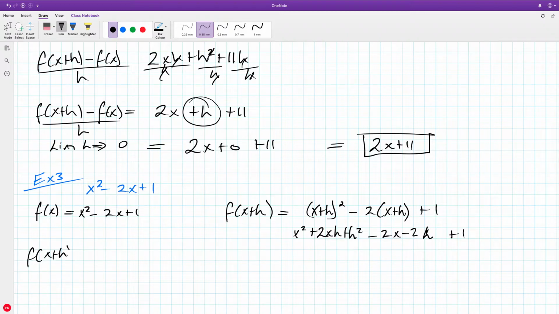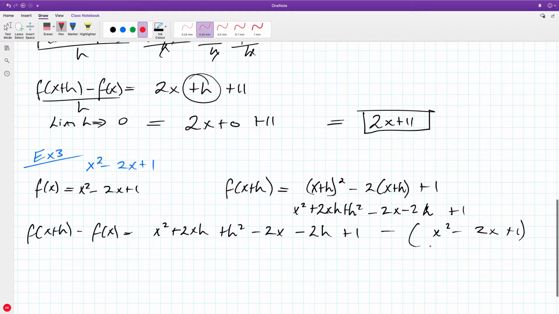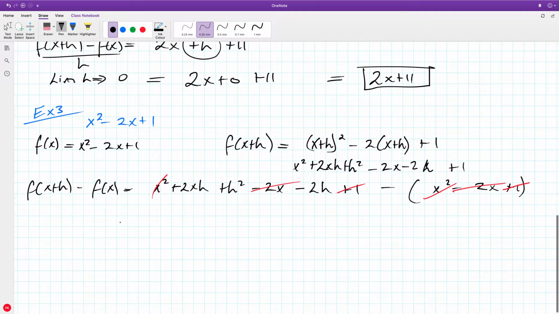The function of x plus h minus the function of x is x squared plus 2xh plus h squared minus 2x minus 2h plus 1 minus, in a bracket, x squared minus 2x plus 1. That obviously becomes a minus x squared, which cancels with the plus x squared. That becomes a plus 2x, which cancels with the minus 2x, and that becomes minus 1, and it cancels with your plus 1. That leaves you with 2xh plus h squared minus 2h.